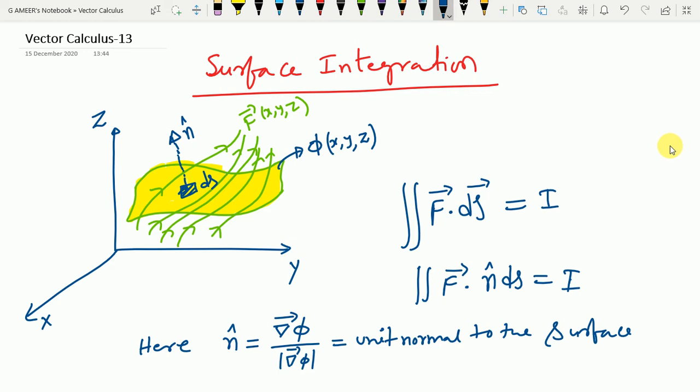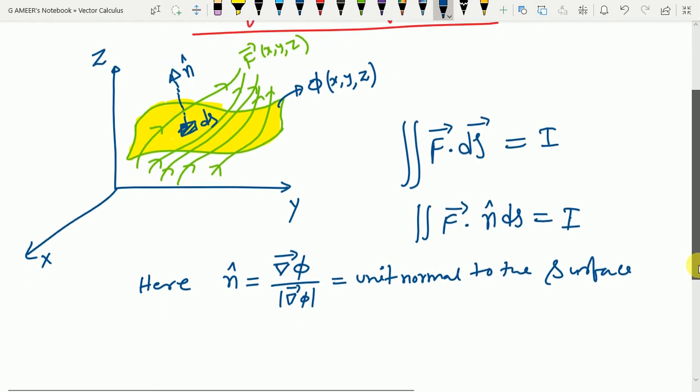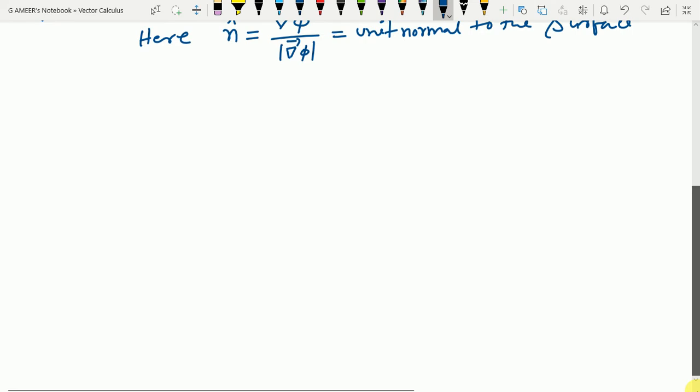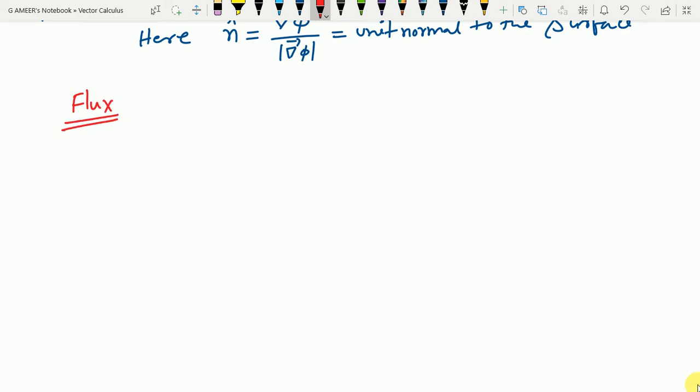Now let us see, what happens if I have a closed surface? Suppose if I have a closed surface, then that is defined as a flux. In that case, how do we define the flux here? So, flux through a closed surface.